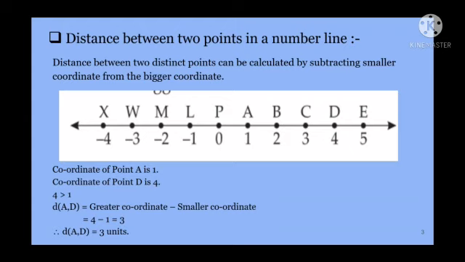Look at the number line scale. Coordinate of point A is 1. Coordinate of point D is 4. So 4 is greater than 1. Difference of A and D is equal to greater coordinate minus smaller coordinate, that is equal to 4 minus 1. When you subtract, we will get 3. So the difference of AD is equal to 3 units.